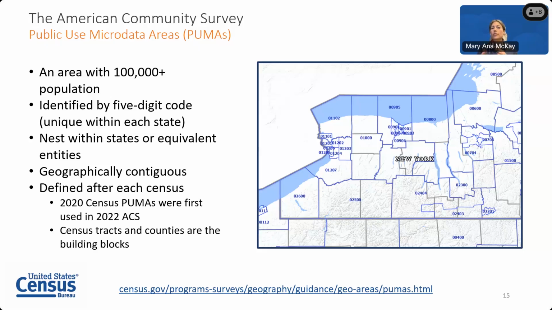As with many geographic concepts, seeing PUMAs on the map may help you understand them better. So as you can see here, some PUMAs are small and others are large, again, because PUMAs are built on population, not geography. The smaller PUMAs here are mainly concentrated in the Buffalo and Rochester regions of this map.